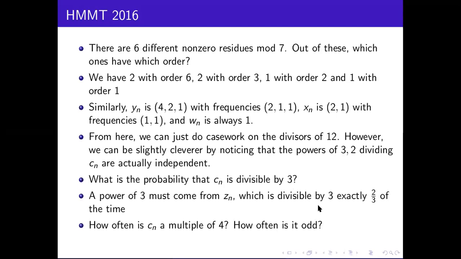So now, how often is C of n a multiple of 4, and how often is it odd? So first, how often is it a multiple of 4? No, it can be, because Y of n can be 4. In particular, the only way C of n can be a multiple of 4 is if Y of n is 4. And since this occurs 2 out of 4 of the cases for Y, this means that C of n is, as people have said in the chat, a multiple of 4 exactly 1/2 of the time.